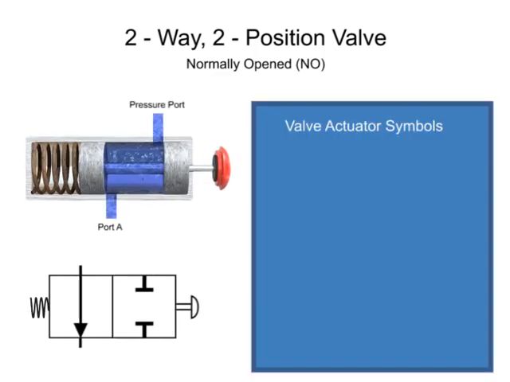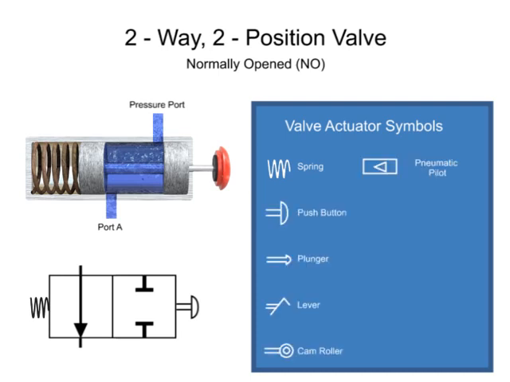Mechanical actuators change valve positions with springs, push buttons, plungers, levers, and cam rollers. Pneumatic pilots change valve position with a pressured air signal. Electric solenoids that change valve positions by directly moving the valve element are called direct solenoids. Electric solenoids that open small pilot valves and allow pressurized air to move the valve element are called solenoid-controlled pilot operators.